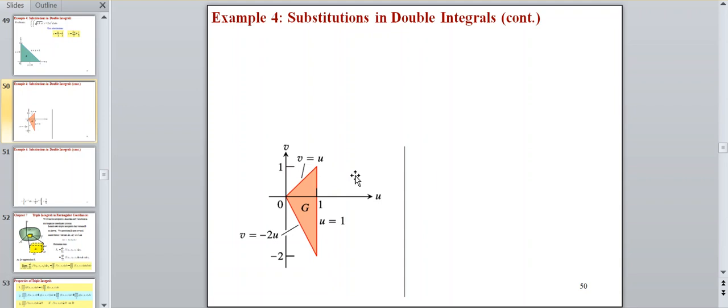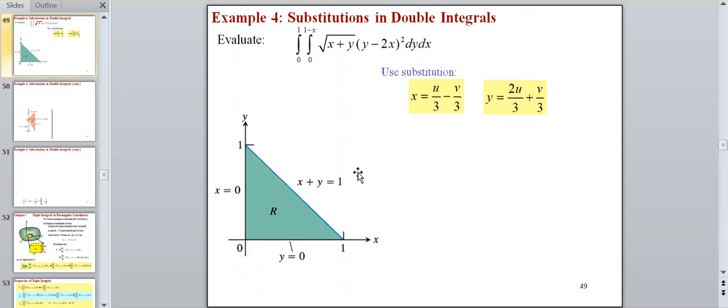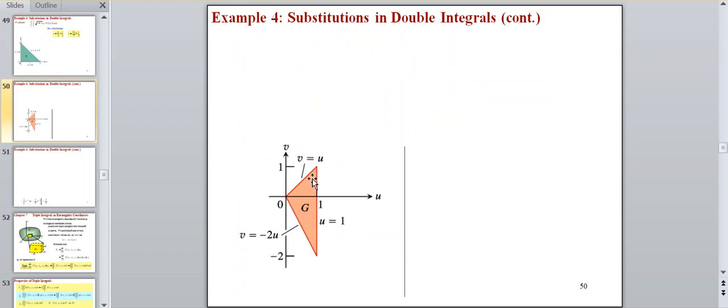When we say region R is bounded by these three lines, it is equivalent to saying that region G, which is the image of region R under this substitution, is bounded by u equals 1, v equals u, v equals minus 2u. And of course, if you remember, when we set up the integral, we said u is from 0 to 1 and v is from minus 2u to u. This is the reason I explained how to obtain the region G.